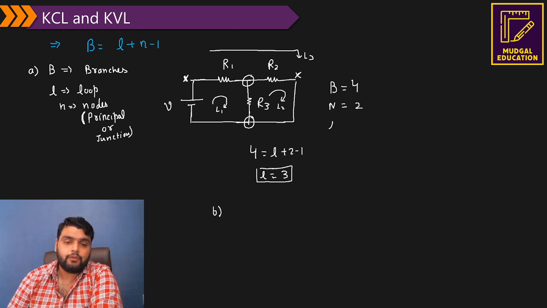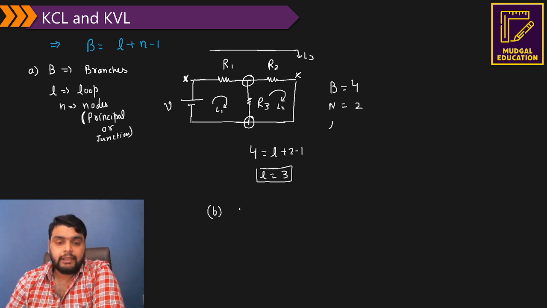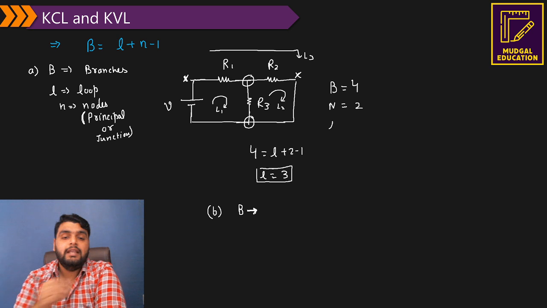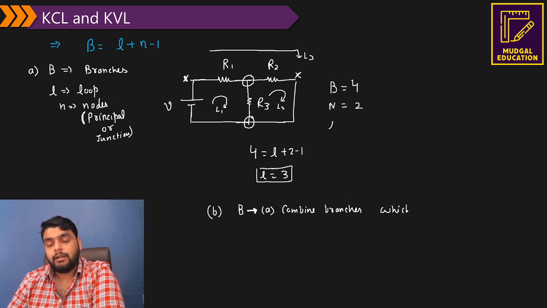This is one way to use the formula. Now the second way in which you have to use this formula. In this way, when you are calculating branches, you need to make sure of one thing. First point: combine the branches which are in series, and then count all branches.